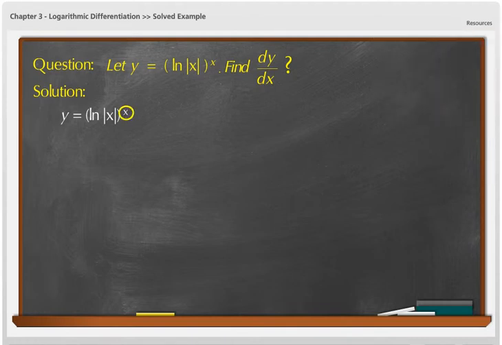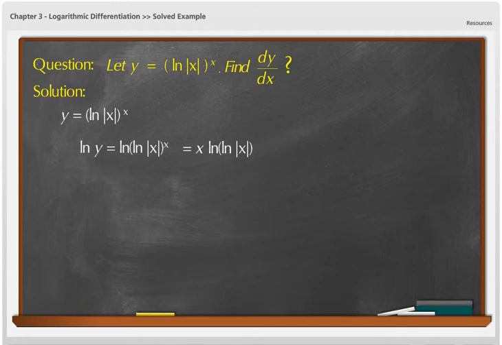Now, the first step is that we need to take x down. So how? By taking ln of both sides of the equation. So ln of y is equivalent to ln of the absolute value of x to the power x. Using the laws of the logarithm, we could take x down, so it's going to be x times ln of the absolute value of x.